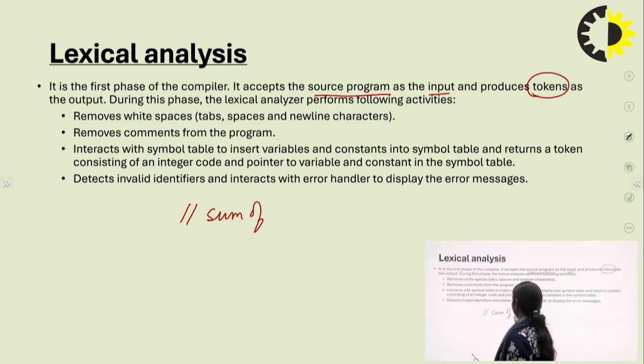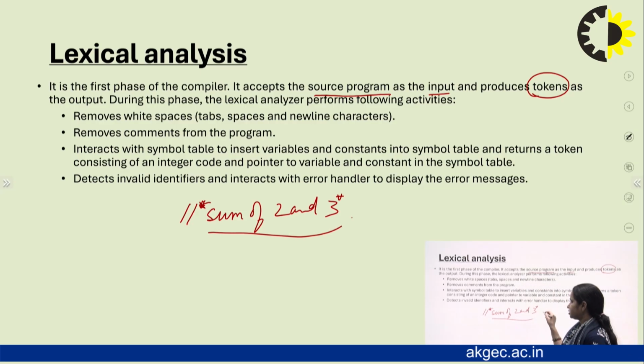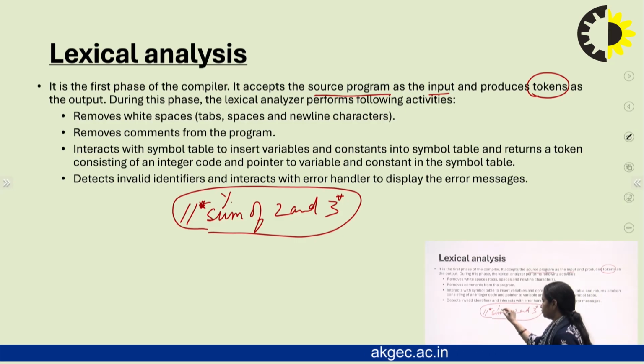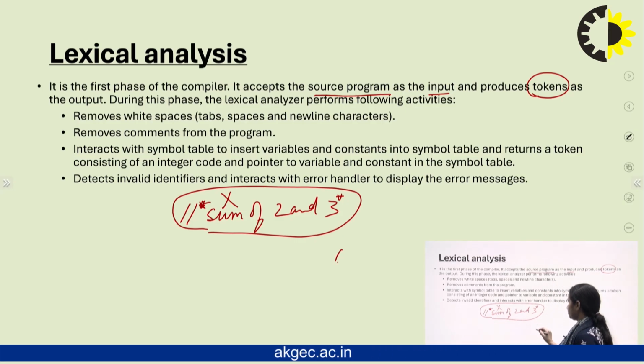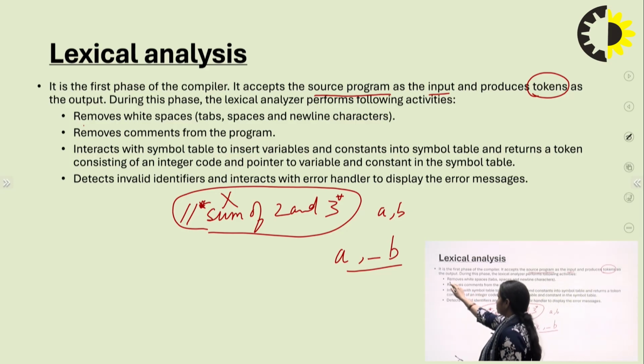Like we write comments, for example sum of 2 and 3, right? These comments are removed. All the spaces are removed. For example, A, comma, then we put a space, then we put B. These spaces are removed. So it removes the white spaces that contain the tabs, spaces and new line characters, and it removes the comments from the program.